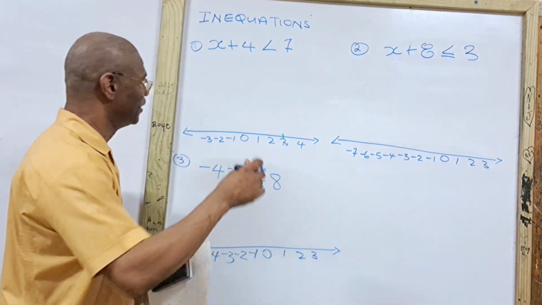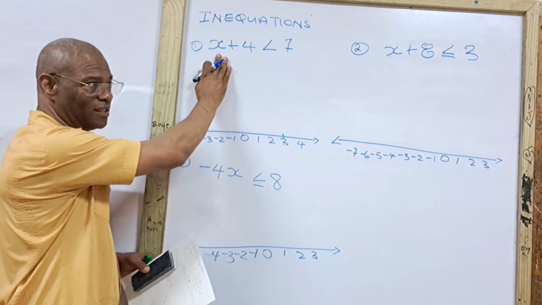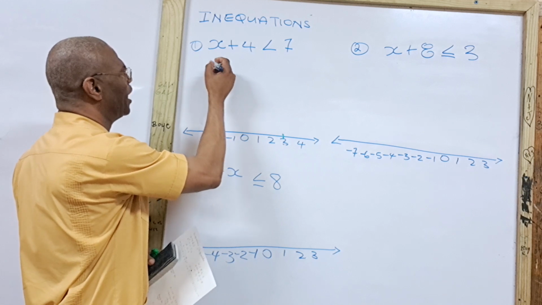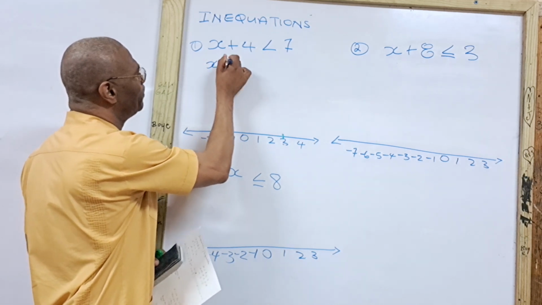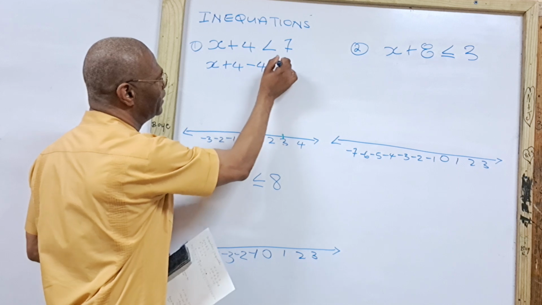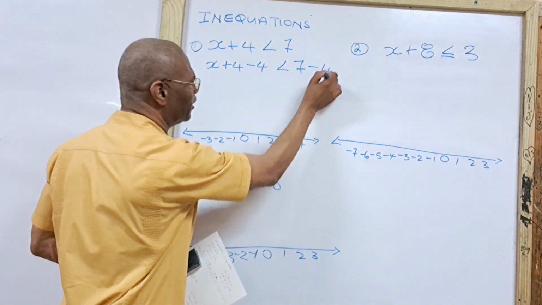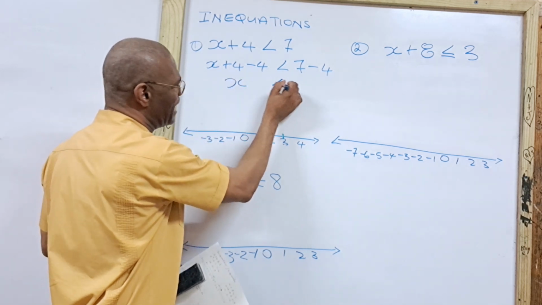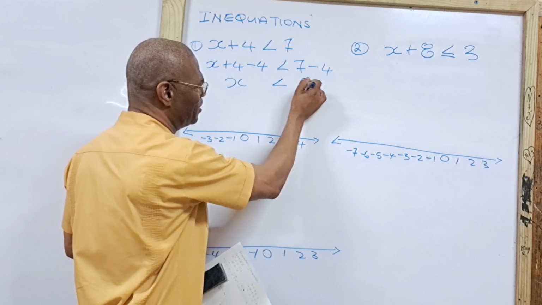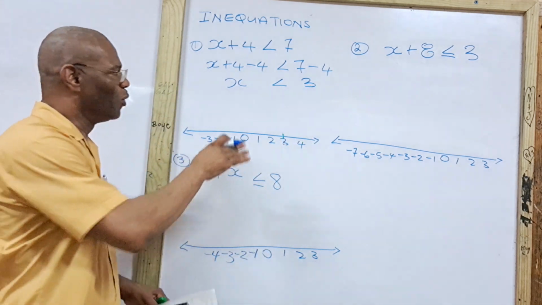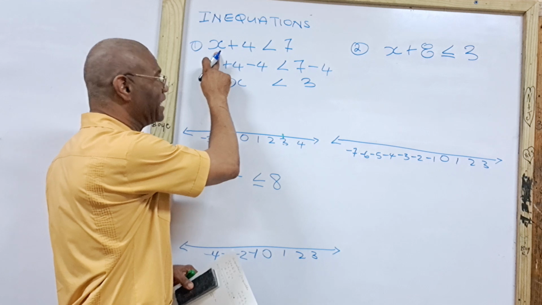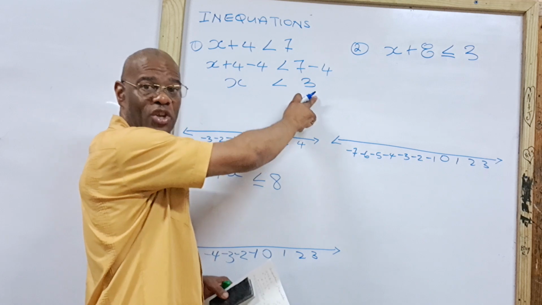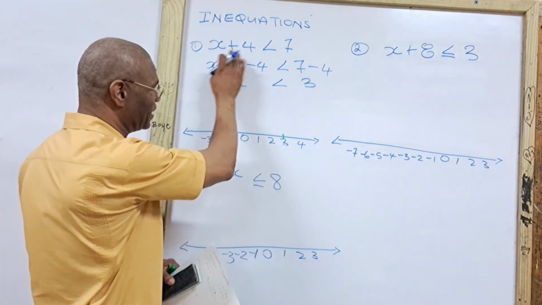In this case, we want x on one side, so we are going to subtract 4 from both sides of this inequation. We should have x plus 4 minus 4 is less than 7 minus 4. Now 4 minus 4 is 0, so we are left with x is less than 7 minus 4, which is 3. So what this is saying is that x is any one of the numbers less than 3. Any number less than 3 should satisfy this inequation.